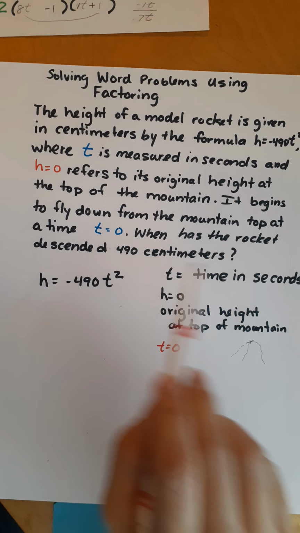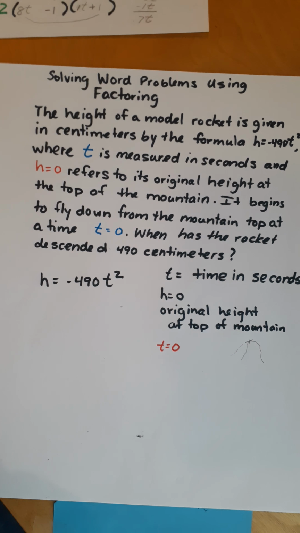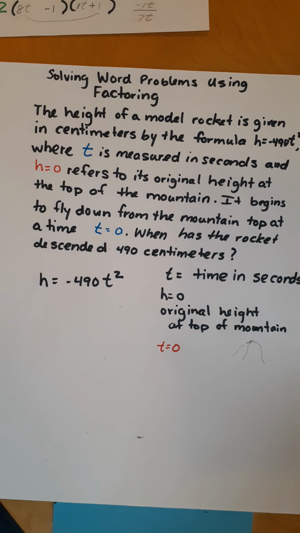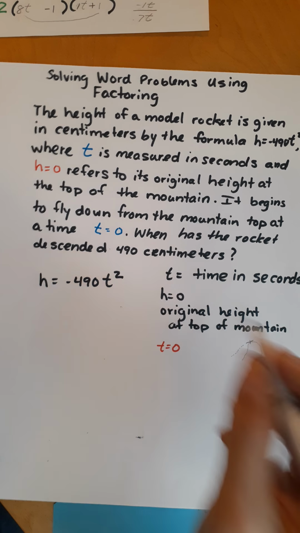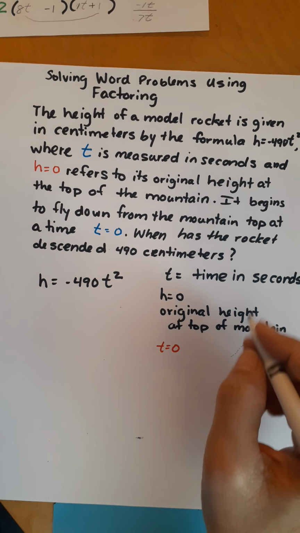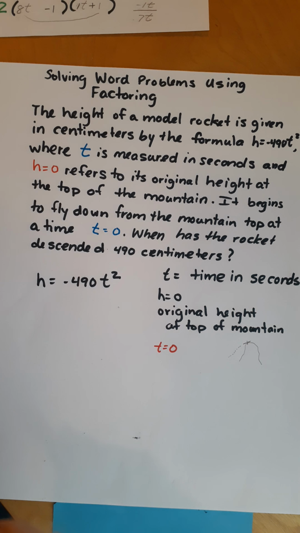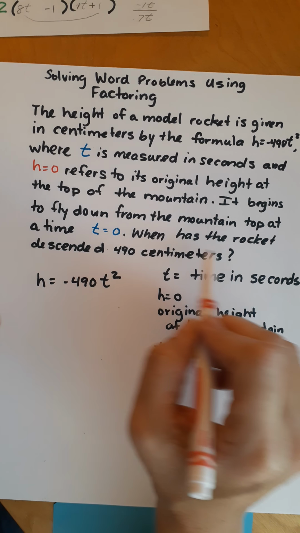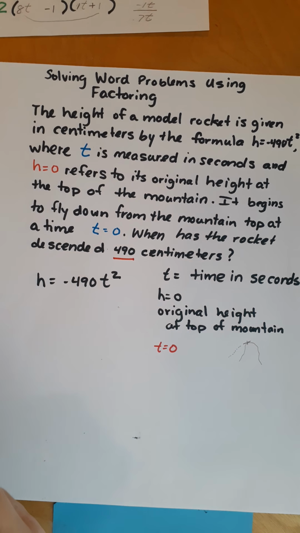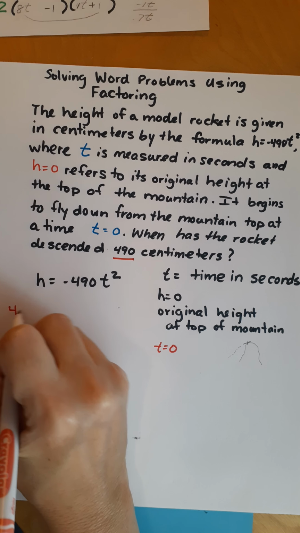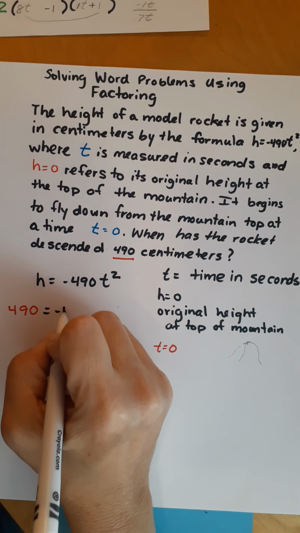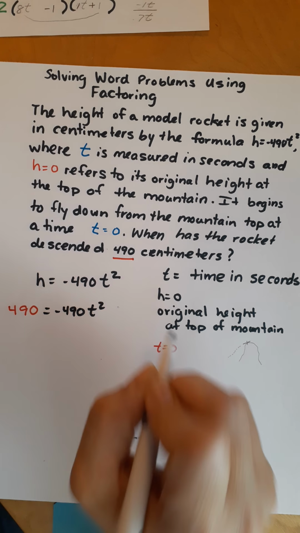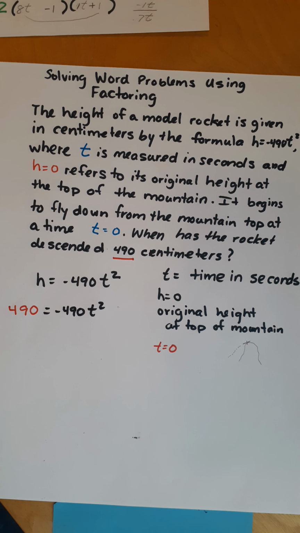When has the rocket descended to 490 centimeters? Okay, so it begins at 0. When it gets to 490 centimeters. So we're going to look at 490 centimeters. Okay, so where's my height? And let me highlight this in red. 490 centimeters. Okay, so 490 equals negative 490 t squared. Okay? Very good.